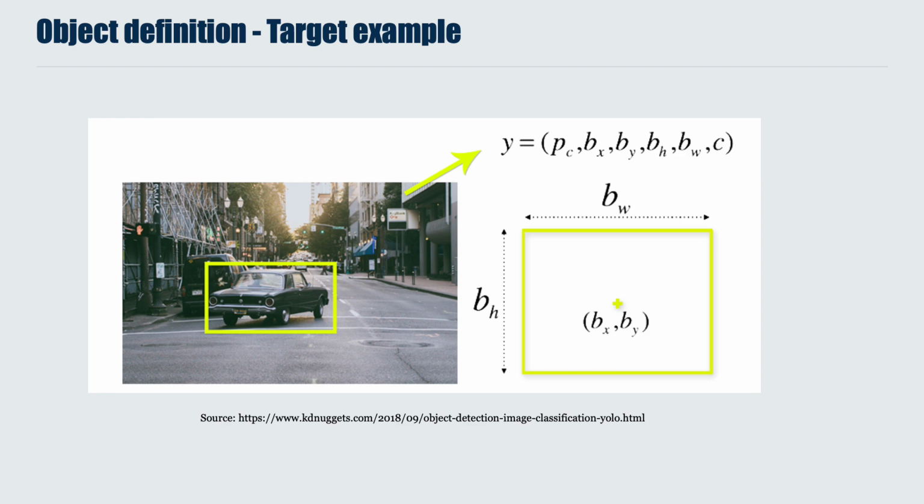So here you have just an illustration of what that object definition in terms of localization is. You would have here the target, that would be the probability that it belongs to a specific class. This is here the class car, and then you would have the center box analysis here. So you would have bx and by that are the center of the box, then bw and bh that would be the width and the height of the box, and finally C is the final class, which is here a car.